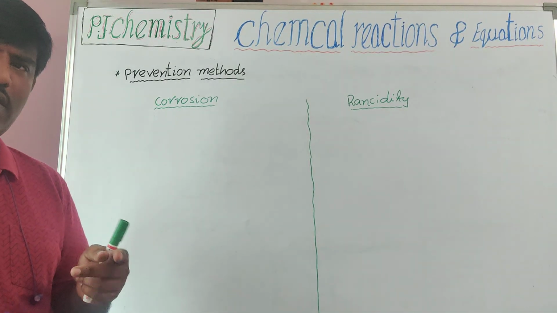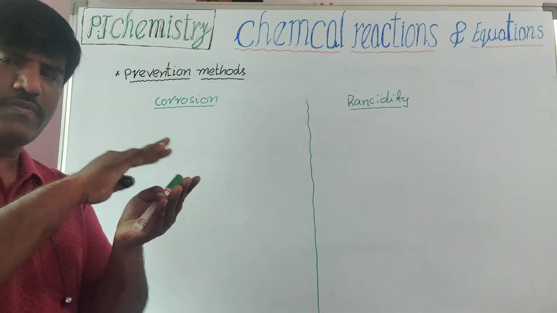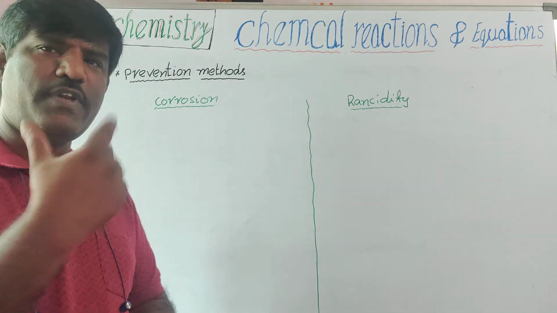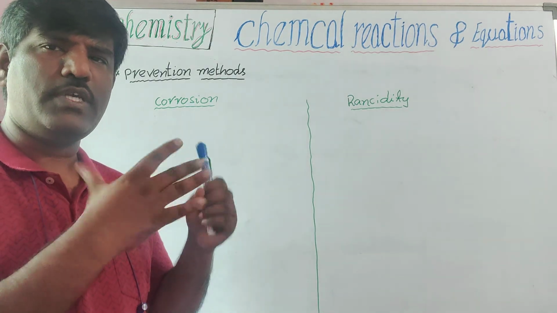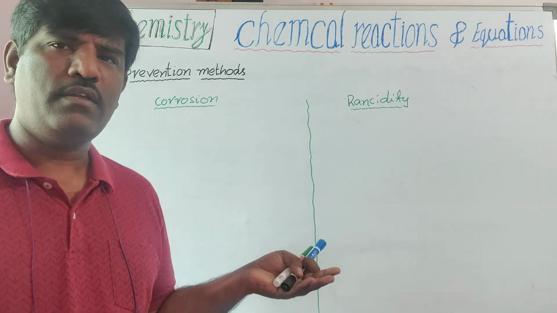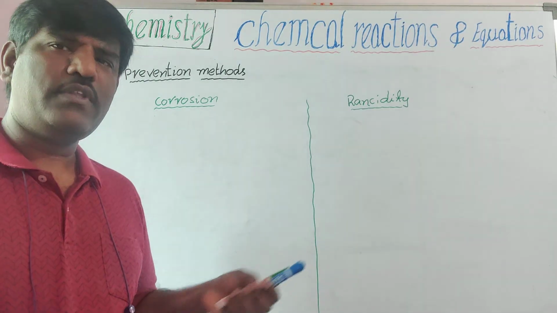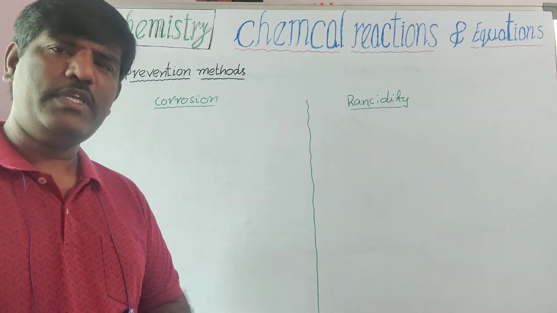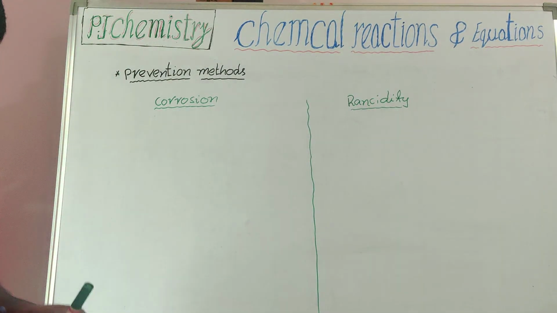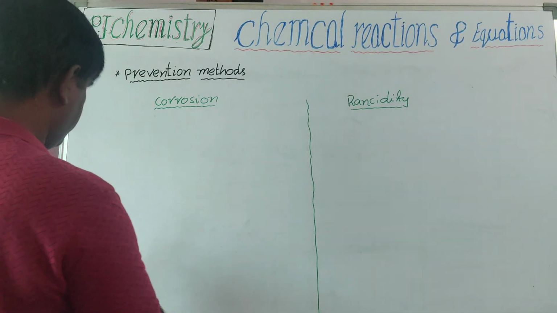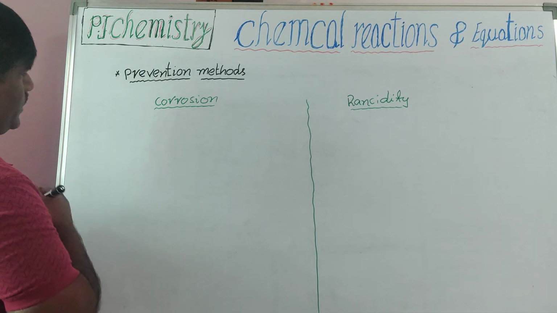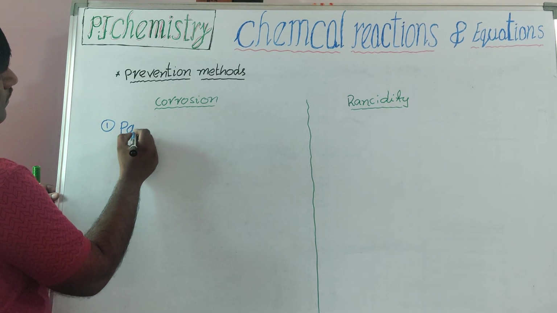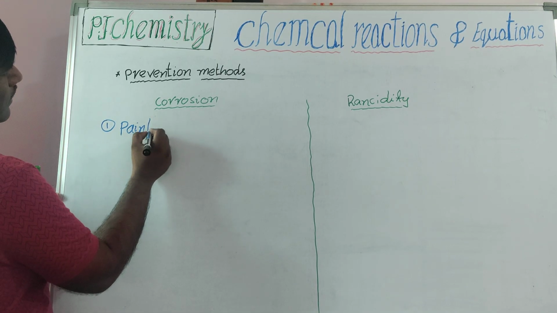To avoid corrosion, we need to cover the metal surface with painting. Whatever iron frames you observe, either bus or vehicle tops and all, they are coated with color, but actually the metal is inside. Why? To prevent from corrosion. So the first one is painting.